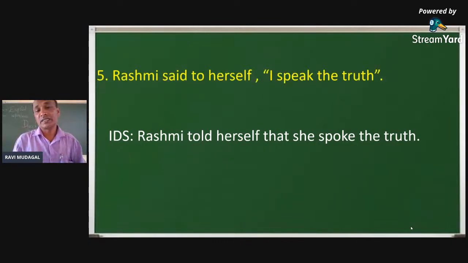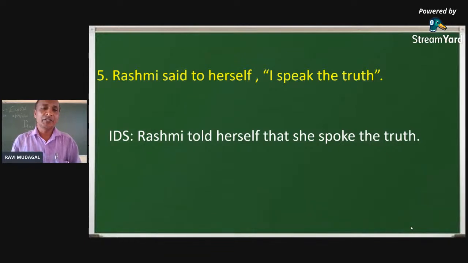I mean, a complex sentence. "Said to" changes to "told." While changing direct into indirect speech, "said to" changes to "told." Dear children, did you understand? Instead of "Rashmi said to herself," we say "Rashmi told herself, I speak the truth."